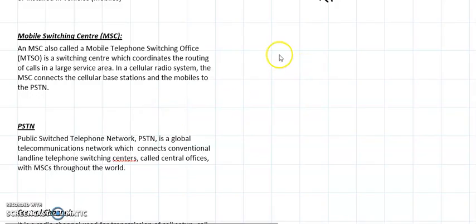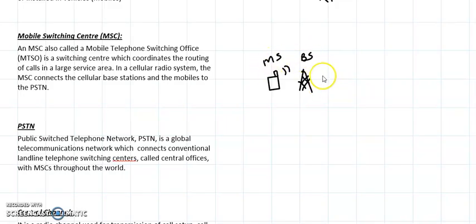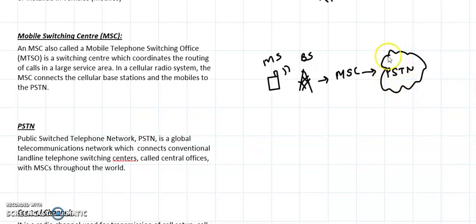So, to be just clear, what we first have is a mobile station. This mobile station is then connected wirelessly to our base station. Our base stations are then connected to MSCs. These MSCs are then connected to the PSTN. So PSTN in itself is a network of landline telephones, and in this way we are able to communicate mobile to landline.